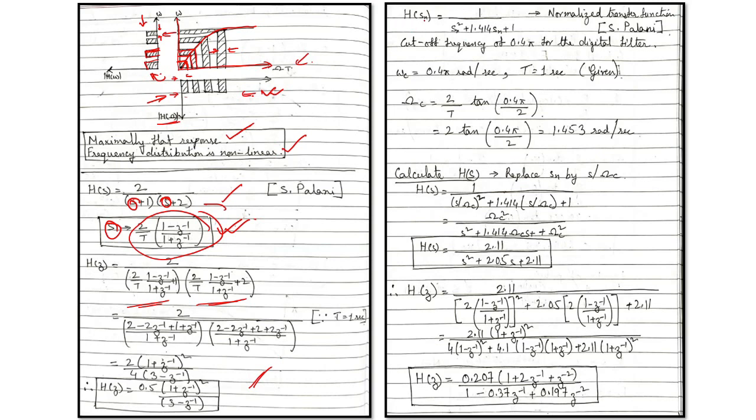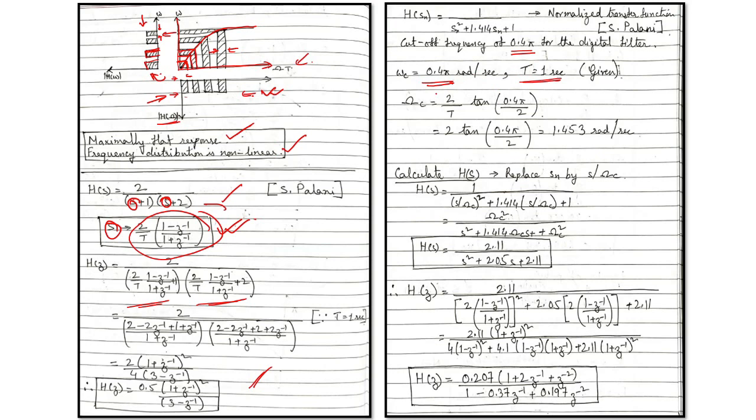H of Sn, where Sn stands for the normalized transfer function, is equal to 1 by Sn square plus 1.414 Sn plus 1. The cutoff frequency is given by 0.4 pi for the digital filter. So omega c is basically 0.4 pi radians per second. We will consider T equals 1 second.